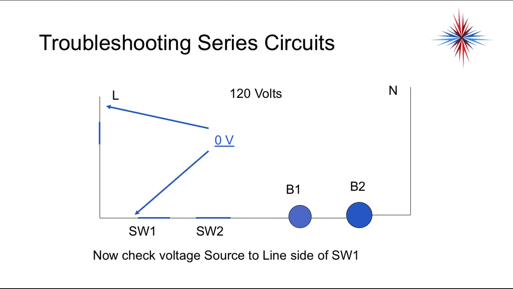Now check voltage from the line side of switch 1. Is my conductor, the wire from this point to this point, good? If I don't have 0 volts, there's a problem someplace there.